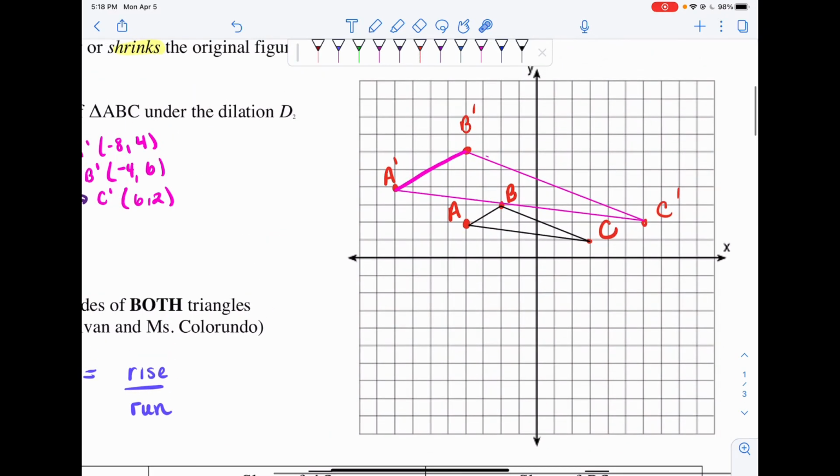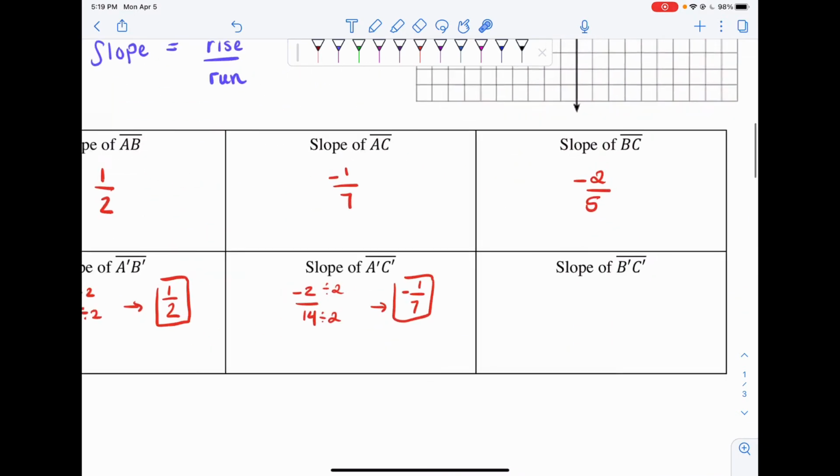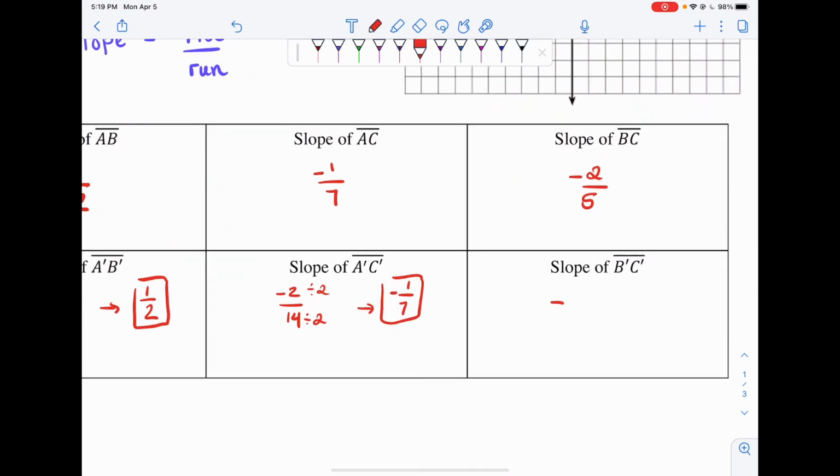Now I do the slope of B prime, C prime. So I start at B prime and then go to C prime. So I go down 1, 2, 3, 4. Yeah, 4. And I go to the right 1, 2, 3, 4, 5, 6, 7, 8, 9, 10. So I go down 4, right 10. And if you look, I can reduce that again. I can divide by 2, divide by 2. -4 divided by 2 is -2. 10 divided by 2 is 5. So I get -2/5.